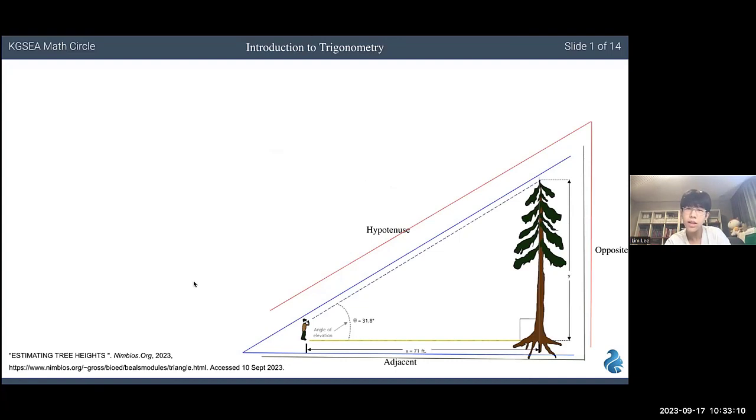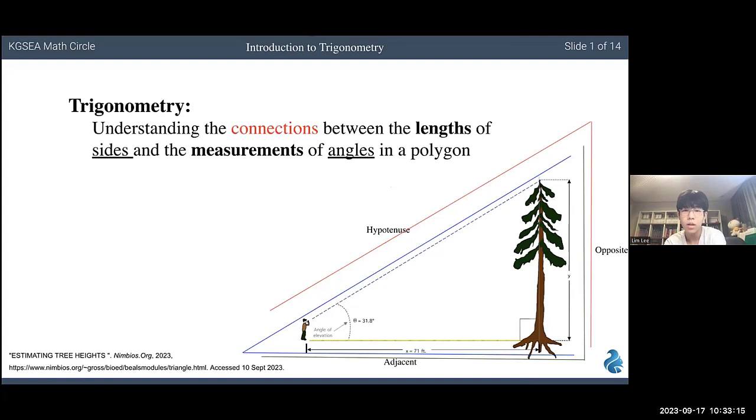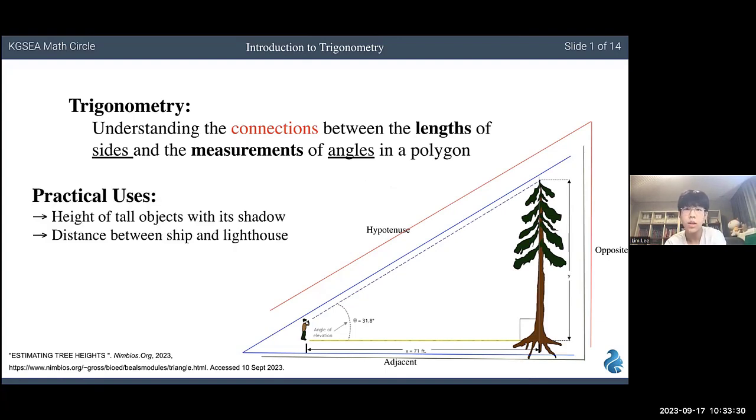So to begin with, let's get a general overview of what trigonometry actually is. Trigonometry is a branch of mathematics that focuses on understanding the connections between the lengths of sides and the measurements of angles in triangles and various other geometric shapes. It's valuable for solving practical questions, such as determining the height of tall objects like trees or buildings, without needing to measure them directly. Additionally, it can be used to calculate distances, like figuring out how far a ship is from a lighthouse based on the angle of elevation.